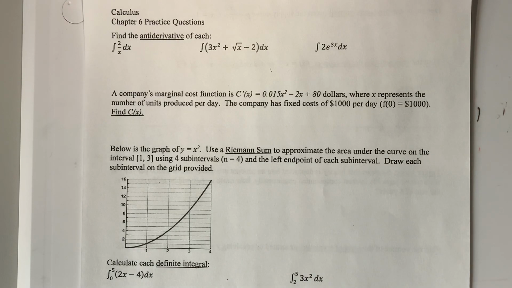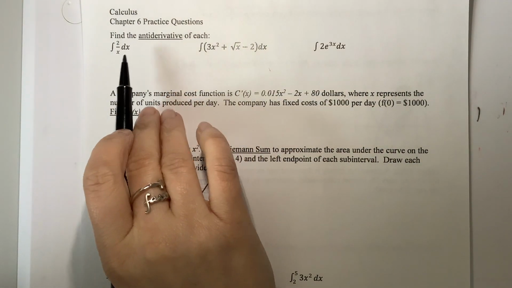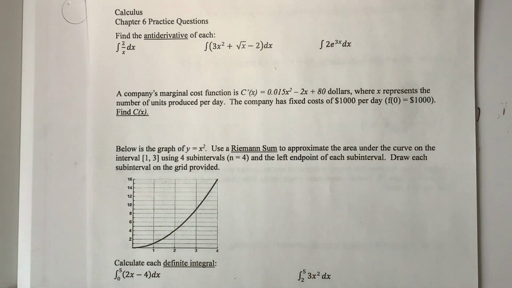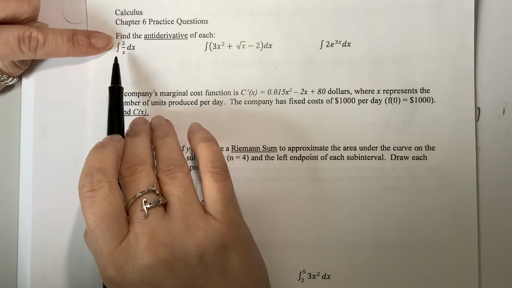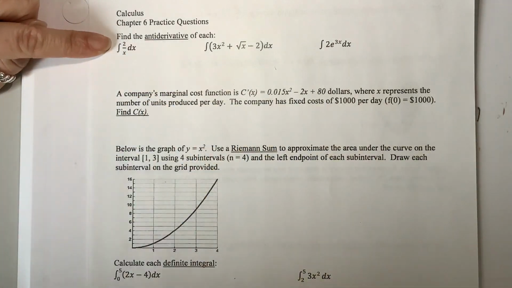Okay, so the chapter 6 test is on Monday. The big thing is that you are comfortable finding the antiderivative. On the test, there's going to be a little section where there's 6 of them, where it's just straightforward antiderivative. There is not a number on the bottom or the top. That means you're not doing the fundamental theorem of calculus. You're just finding the antiderivative of the function.